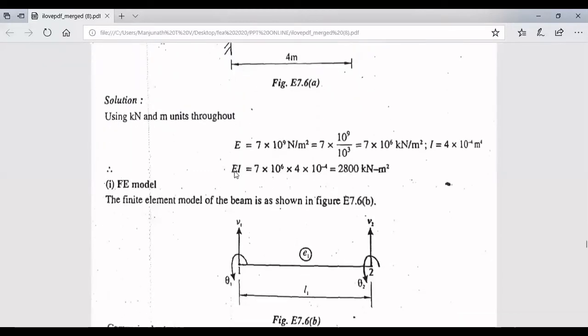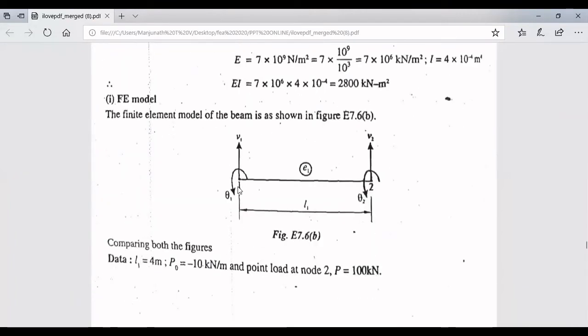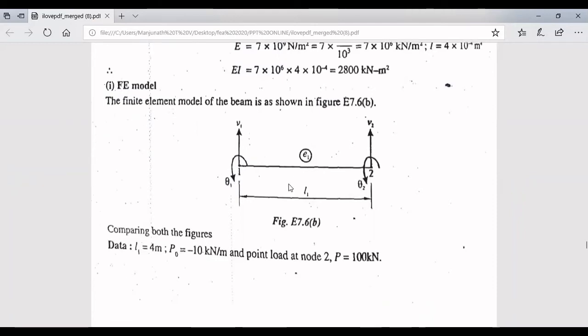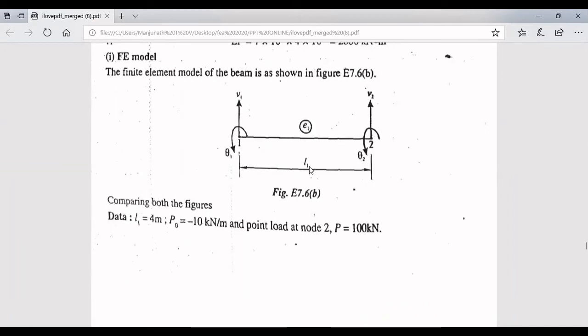Now after calculating this, consider the finite element model. Just write the finite element model. This is only one element, a simple problem. Node number 1 and node number 2 it consists of. At node number 1 the vertical and rotational displacements are v1, theta 1, and at node number 2, v2, theta 2. Similarly, the element length is LE1.